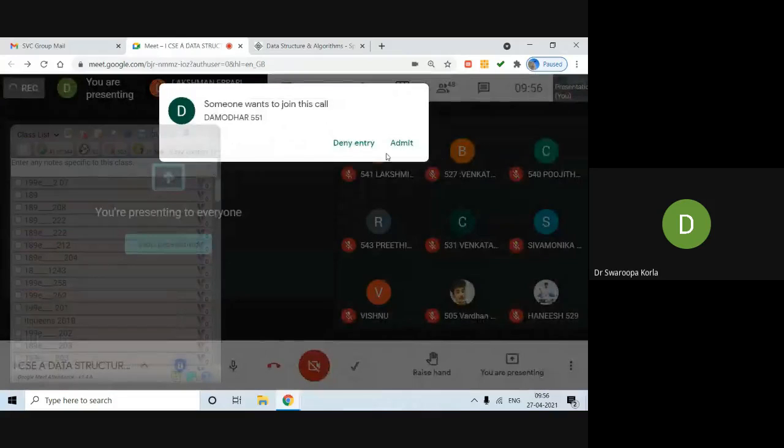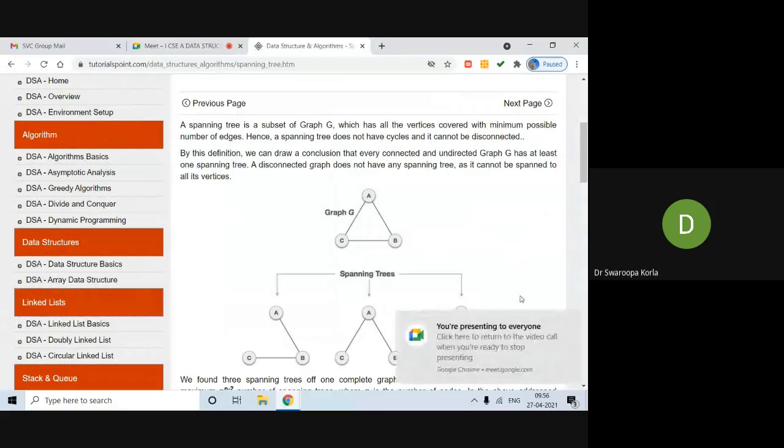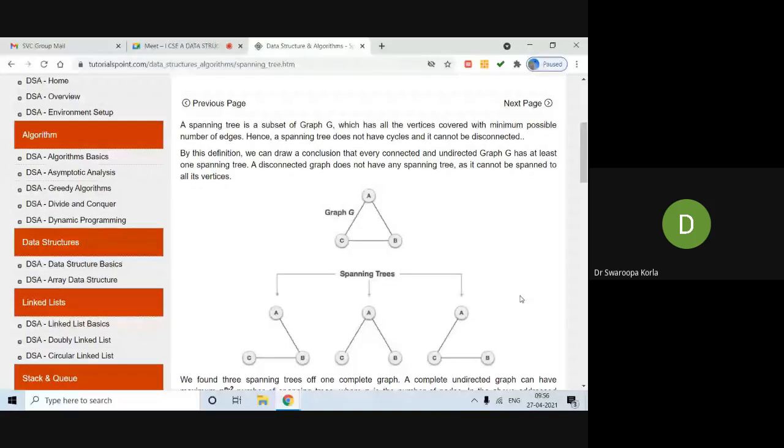Okay. So a spanning tree is also a subset of graph G. Make a note that first of all, a spanning tree is some kind of graph only, which has the vertices and also which has the edges. Just like a graph, how we are defining G equal to V comma E, in the same way, a spanning tree is a subset of graph G, which has some set of vertices and edges.